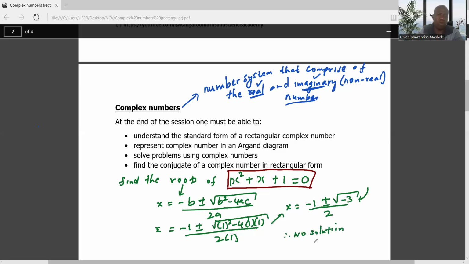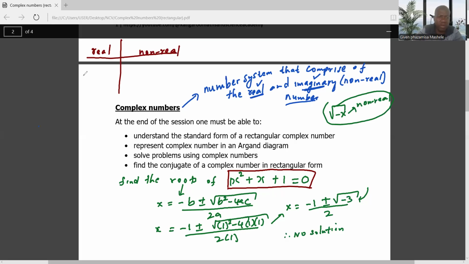There will be no solution. Why? Because we know that the square root of a negative number is always non-real. It does not exist. Under the types of numbers, we have numbers that are real and numbers that are non-real. The real numbers are those that can be found on the number line from negative infinity to positive infinity. But a number like the square root of a negative number is an example of a non-real number.